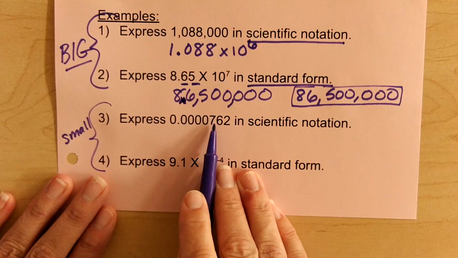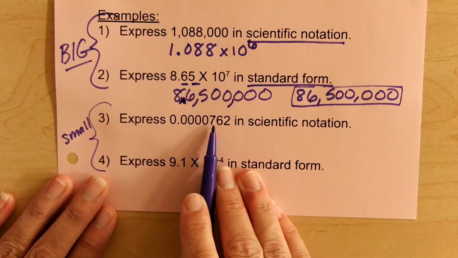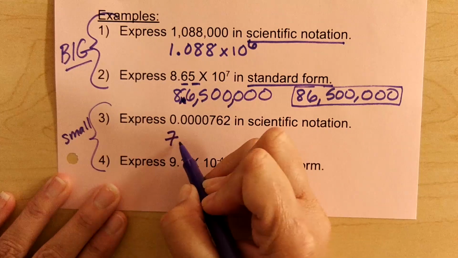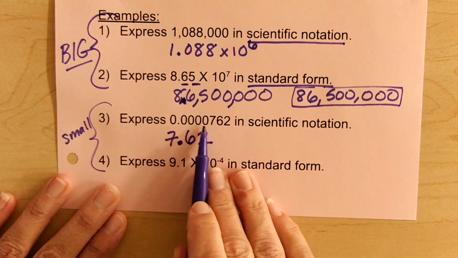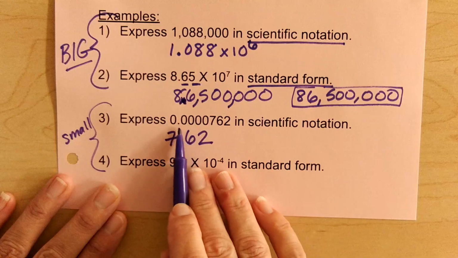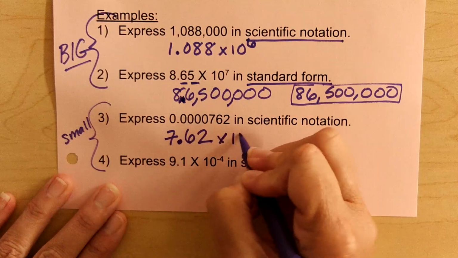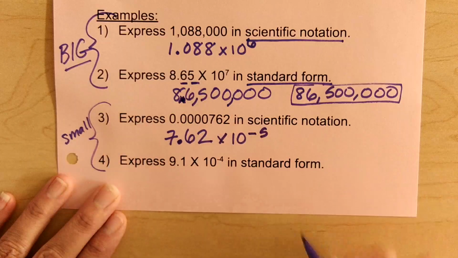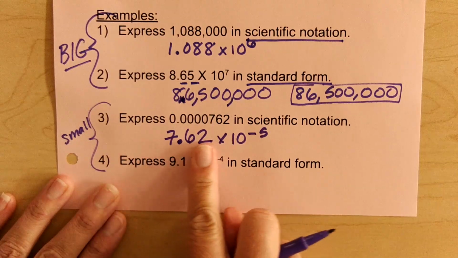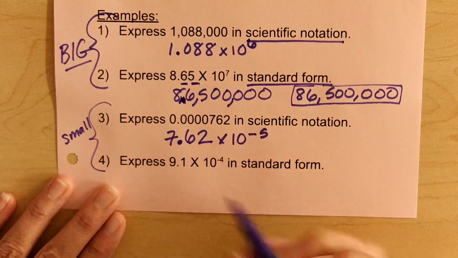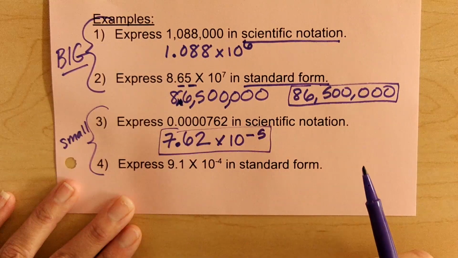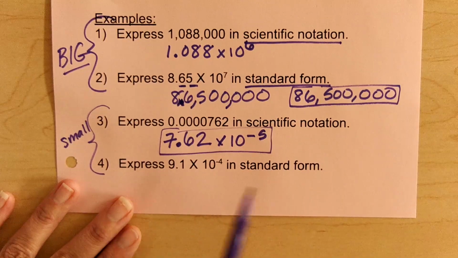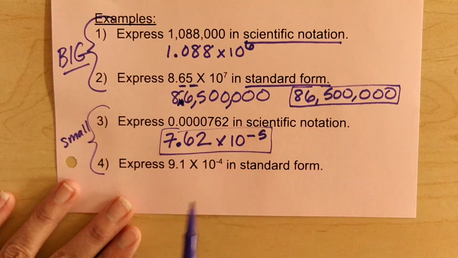So my first number has to be greater than or equal to 1, but less than 10. So that's 7.62. So then I'm counting over 1, 2, 3, 4, 5 places. So my exponent is negative 5. So 7.62 times 10 to the negative 5th power. So there really isn't any computation. You are just moving that decimal point over.